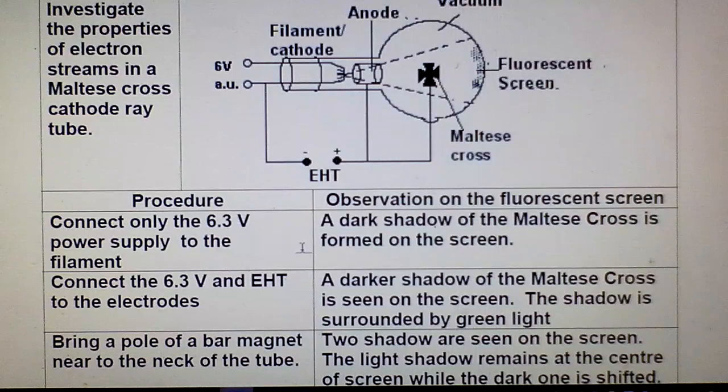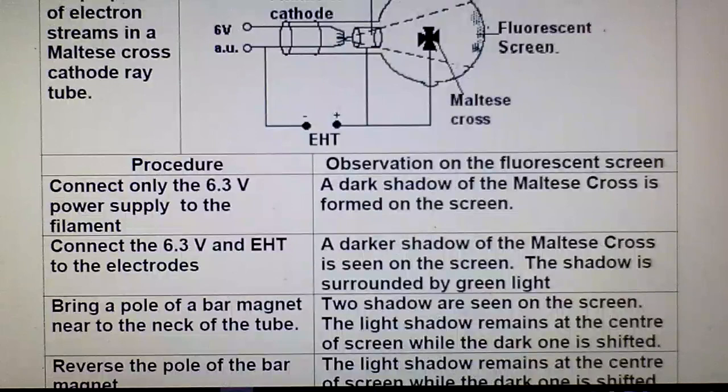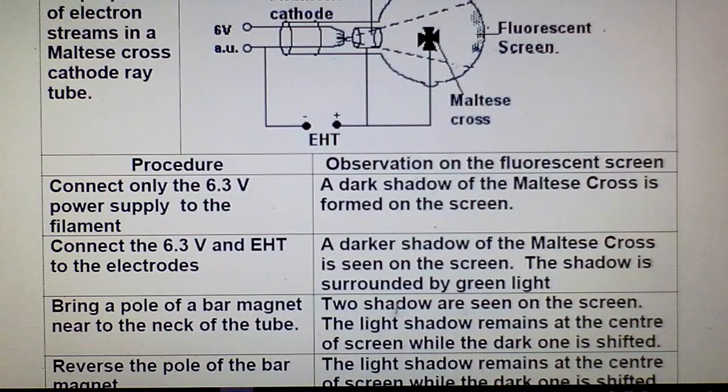Now we want to discuss the property of cathode ray that it is negatively charged. What we do, we can put a bar magnet near it to see whether it is deflected or not, due to the pole of the magnet that we place here. When we put a bar magnet near the neck of the tube, two shadows are seen on the screen. The light shadow remains at the center because light will never be deflected by a magnetic field, because light has no charge, it is neutral. But the cathode ray is negatively charged, so it will be deflected. So there will be a shadow caused by light and a shadow caused by the cathode ray that hits the screen.